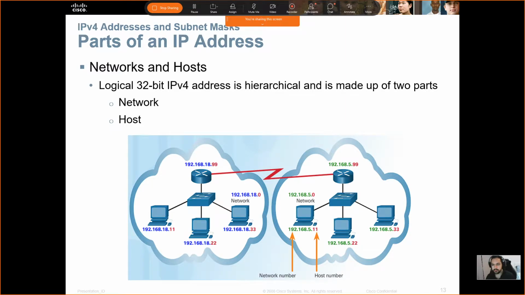On the right, you have the exact same thing. You have a portion of the IPv4 address that represents the second LAN. What address is representing the second LAN?